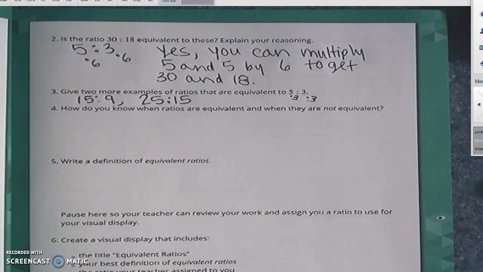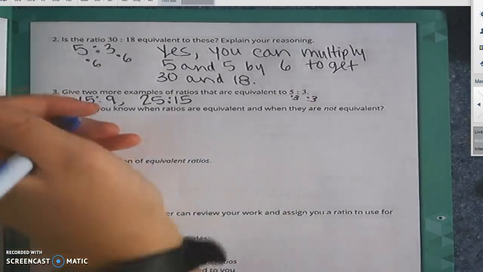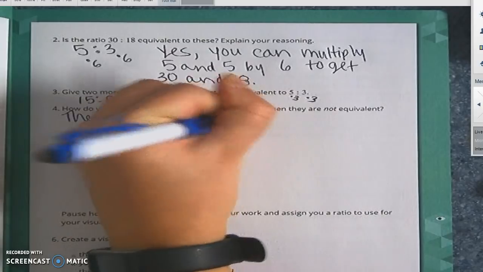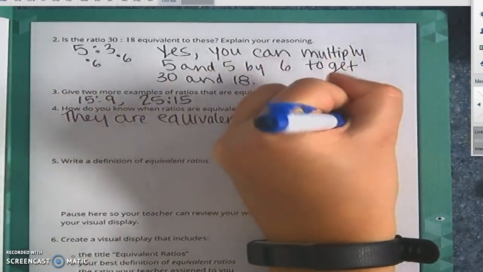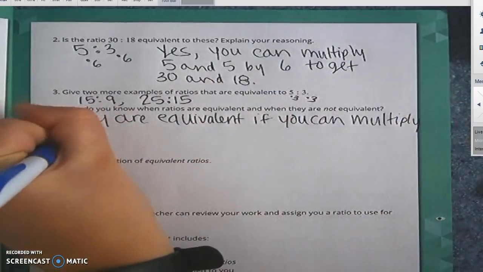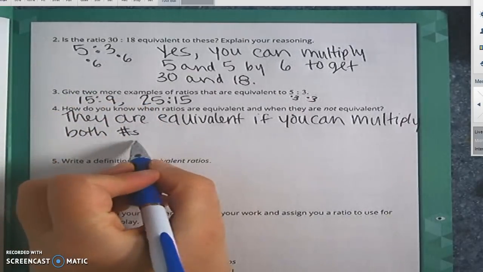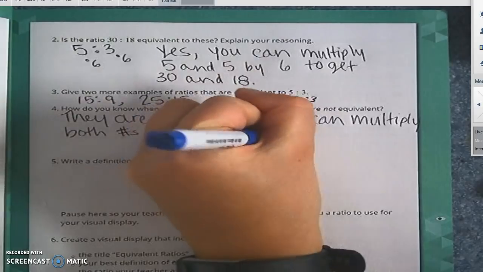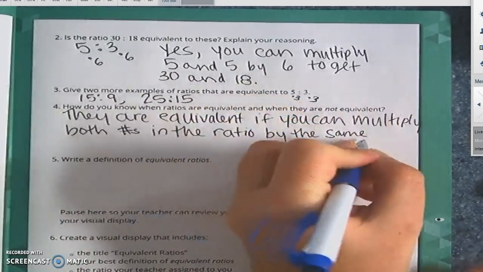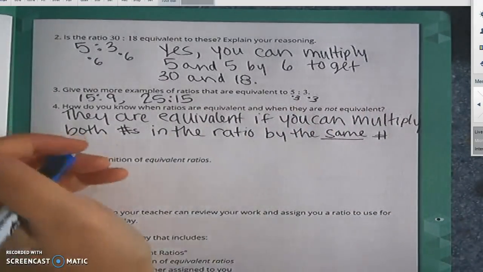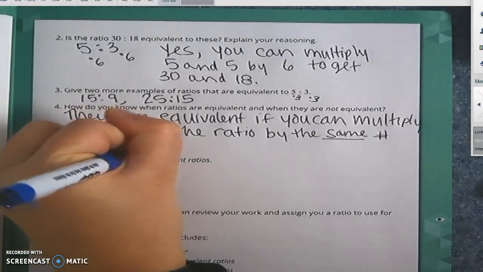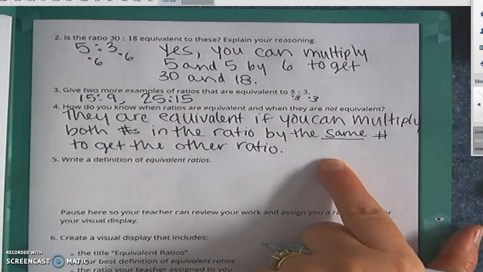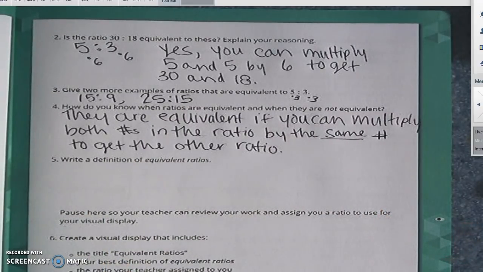Okay, so how do you know when ratios are equivalent and when they are not equivalent? Basically the same thing I just said, but now I'm going to write it down. They are equivalent if you can multiply both numbers in the ratio, that's a number sign, not a hashtag, both numbers in the ratio by the same number to get the other ratio. Okay, so pause if you need to add to your explanation here. And then number 5, write a definition of equivalent ratios.